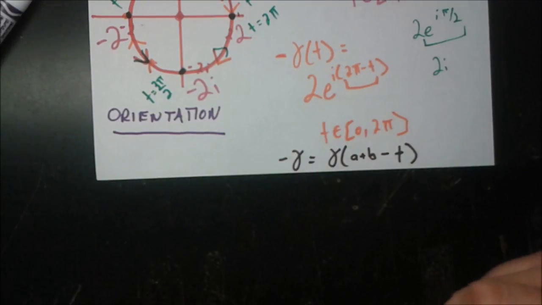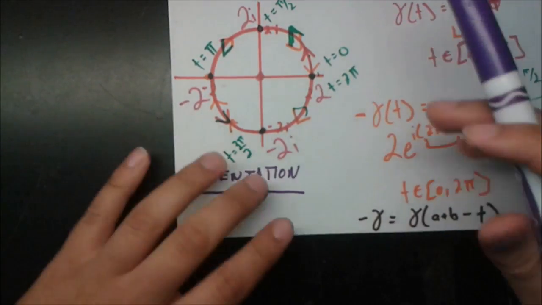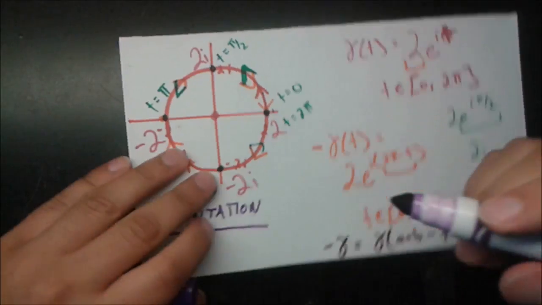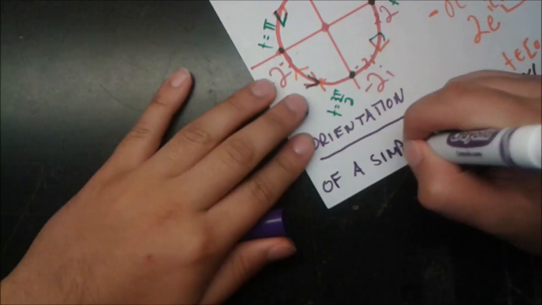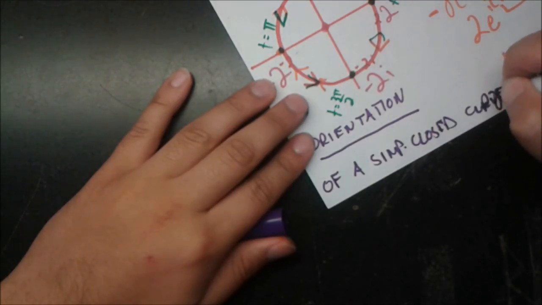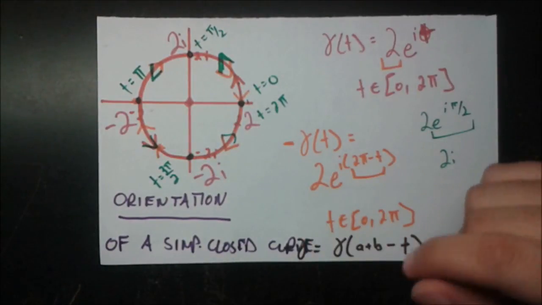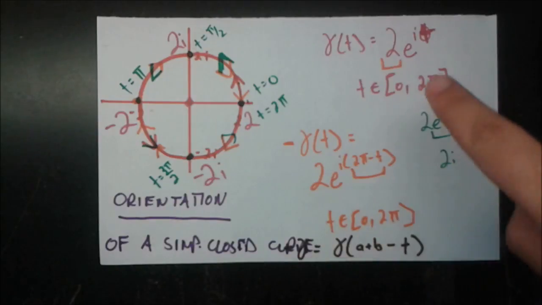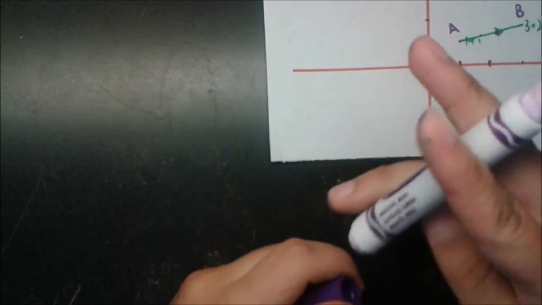And the last thing I wanted to talk about was orientation, and I've kind of run out of room here, but I can just give it verbally. So orientation, and this has to be of a simple closed curve. Okay, so it only makes sense to talk about orientation of a simple closed curve. It's the direction of travel such that when you go around the curve, the interior always stays on your left. So let's try to do it right here in our limited space.